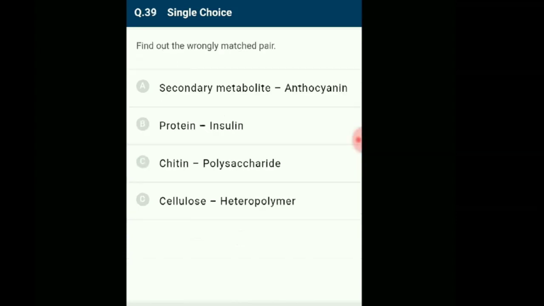Question number 39. Find out the wrongly matched pair. Cellulose is the most important structural component of the cell wall in plants. It is a linear polymer of beta D-glucose units connected through beta 1,4-glycosidic linkage. The linear chains form microfibrils or bundles of parallel chains held together by hydrogen bonds. So the answer is option D. Cellulose as a heteropolymer is the wrongly matched pair.